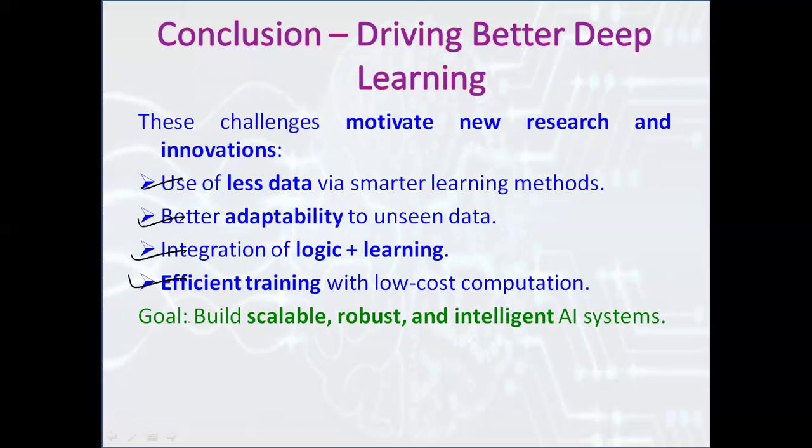The main goal is to build scalable, robust, and intelligent AI systems. The ultimate aim is to design AI systems that are not only accurate but also flexible, interpretable, efficient, and robust across diverse real world applications.